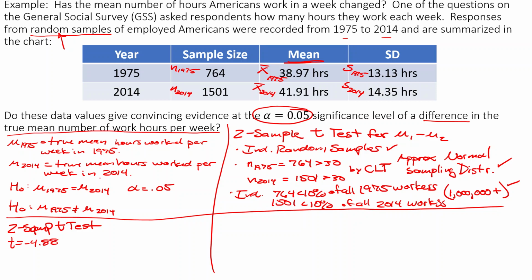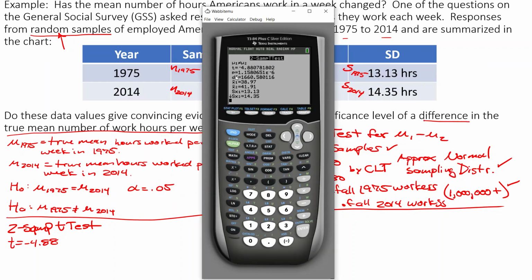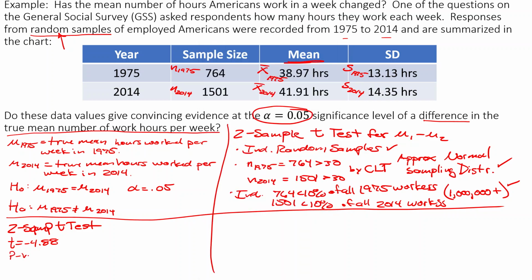That's pretty far away from the mean of 0 there. And our p-value is 1.16 times 10 to the negative 6. So remember, if it's in scientific notation, you look at the end of it. If it's in scientific notation, it's always going to be really small.